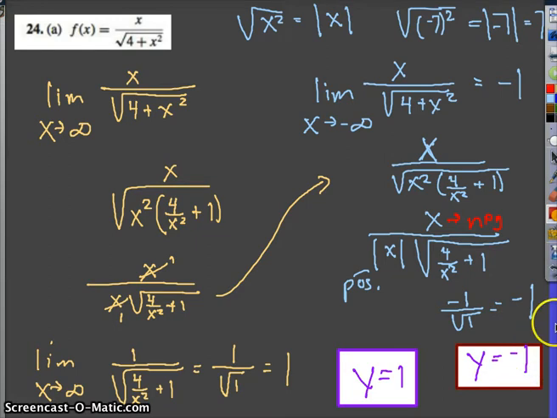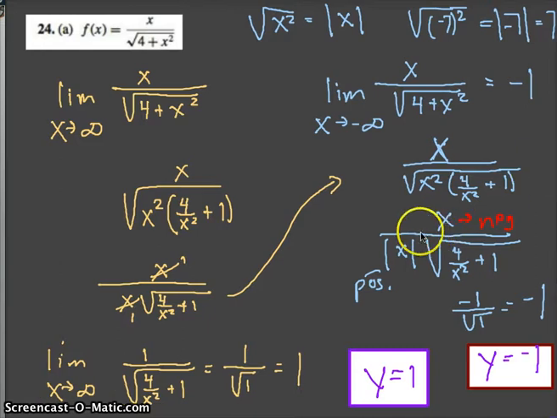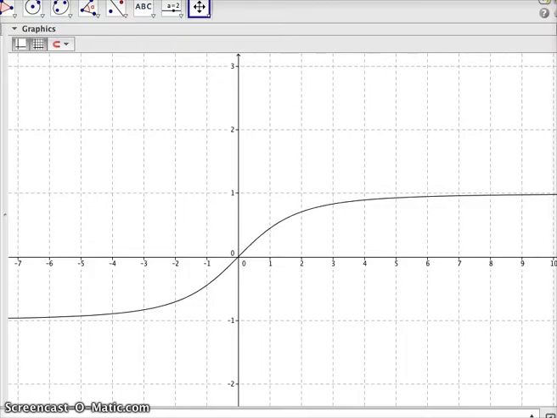All right? Again, there's a lot of interesting algebra here. Not very difficult, just you have to be thoughtful about something as simple as a square root. Let's look at the graph to see if it matches. And sure enough, we can see that there's a horizontal asymptote at y equals 1 and at y equals negative 1.